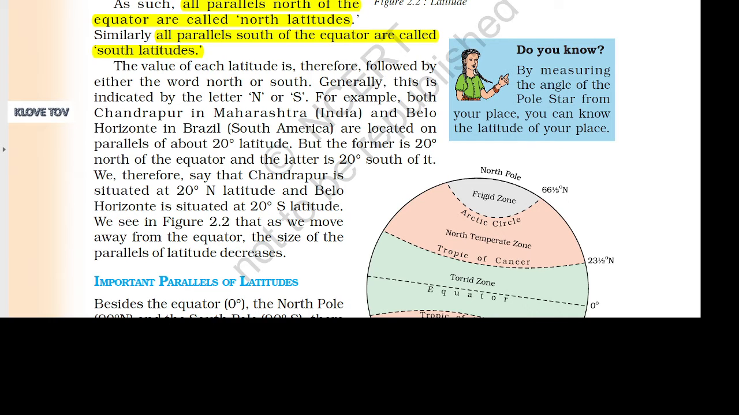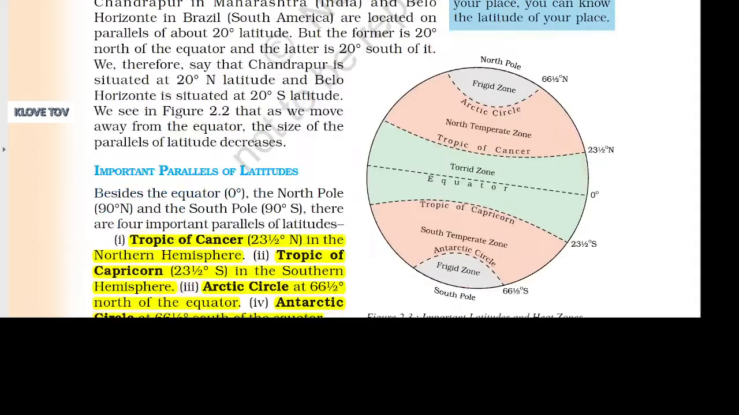For example, both Chandrapur in Maharashtra, India, and Belo Horizonte in Brazil, South America, are located on parallels of about 20 degree latitude, but the former is 20 degrees north of the equator and the latter is 20 degrees south of it. We therefore say that Chandrapur is situated at 20 degrees north latitude and Belo Horizonte is situated at 20 degrees south latitude. We see in figure 2.2 that as we move away from the equator, the size of the parallels of latitude decreases.